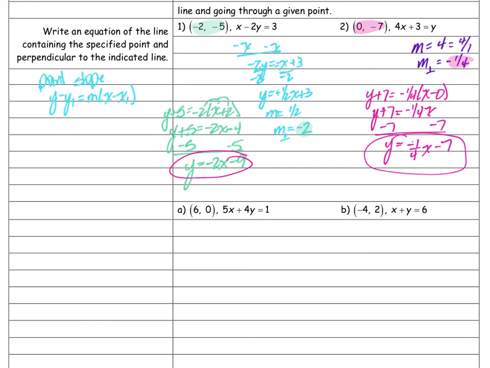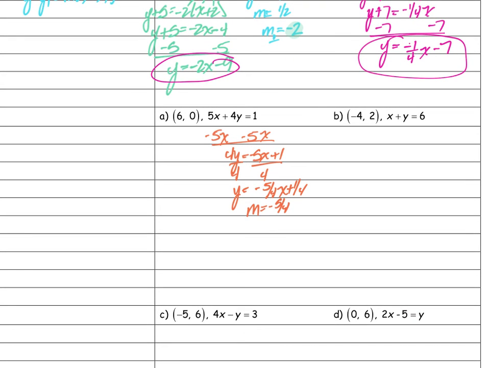So I need to find the slope of my line. So minus 5x. So I get 4y equals negative 5x plus 1. Divide by 4. Y equals negative 5/4 x plus 1/4. So the slope of my line is negative 5/4. The slope of my perpendicular line is 4 over 5.